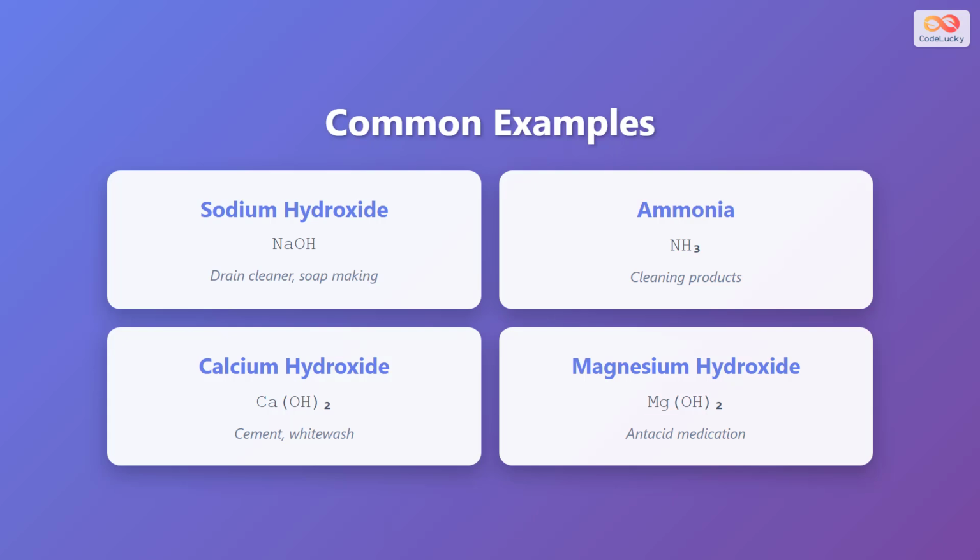Let's look at some common bases you might encounter. Sodium hydroxide, with the formula NaOH, is used in drain cleaners and soap making. Ammonia, NH3, is found in many household cleaning products. Calcium hydroxide, Ca(OH)2, is used in cement and whitewash. Magnesium hydroxide, Mg(OH)2, is the active ingredient in antacid medications that neutralize stomach acid. Each of these bases has practical applications in everyday life.